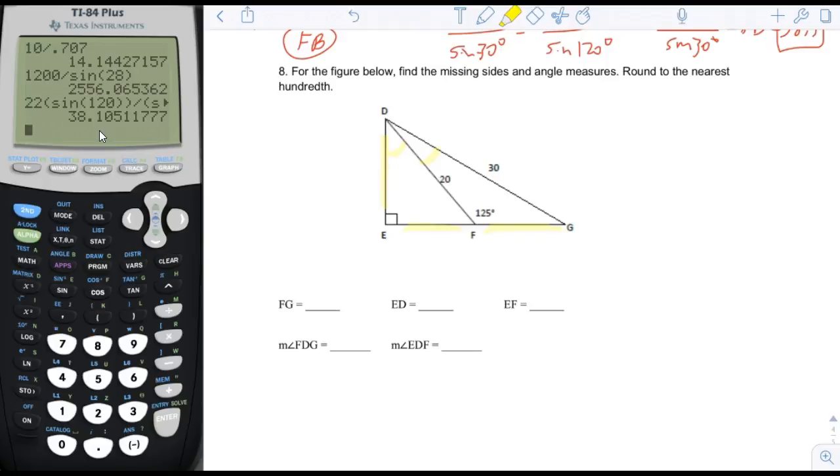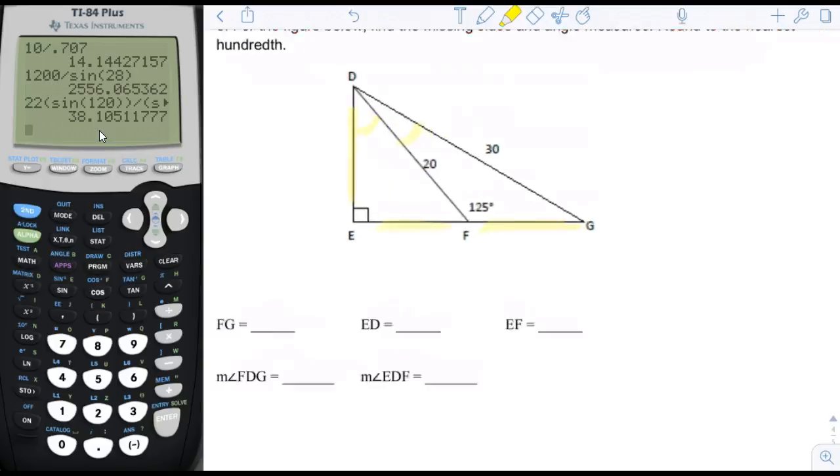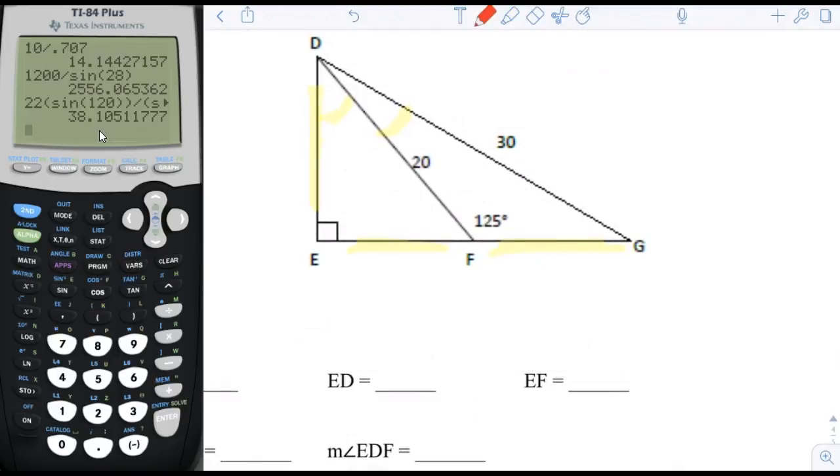Let's see. Just looking at this triangle, I can see that this angle here is 180 minus 125, right? 180 minus 125 is about 65, is that right? No, it's 55, right? 55 plus 125 is 180 degrees. Okay. So if this is 55 degrees, then we know that this angle here is 90 minus 55 degrees, which is 35 degrees. So we just got one pretty easily, didn't we?